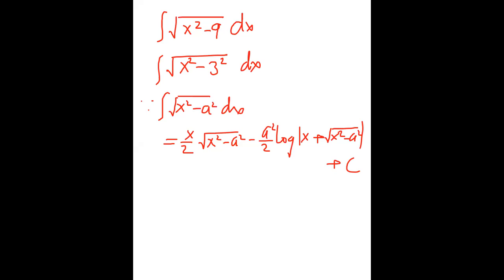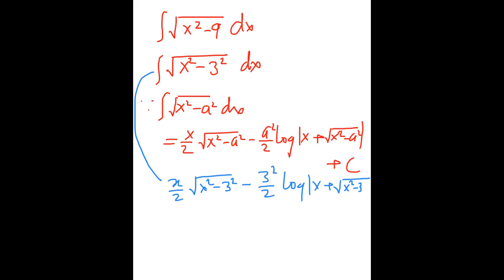It is a question based on the topic, the three formulas I have given you an introduction to today. It is the third formula based question. So it will be x by 2 under root x square minus 3 square minus 3 square by 2 log mod x plus under root x square minus 3 square plus c will be the answer.